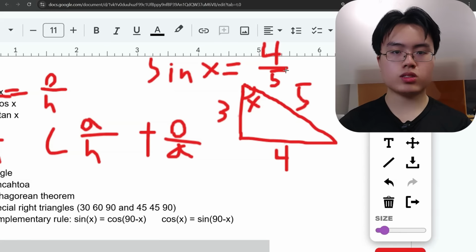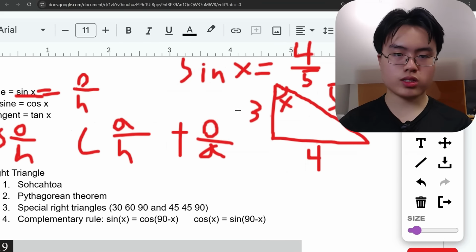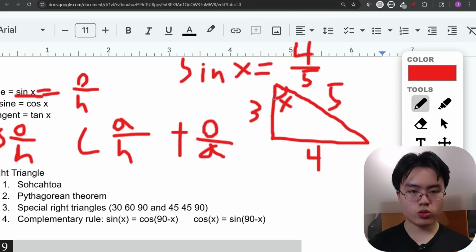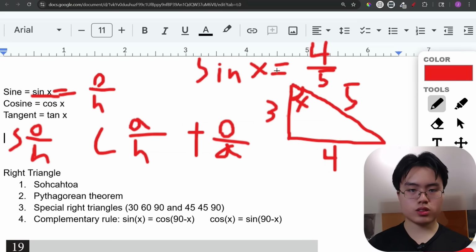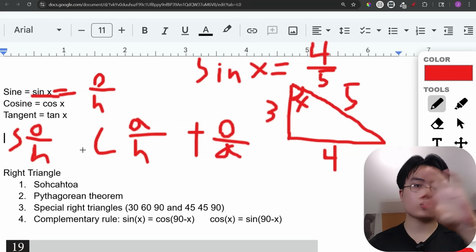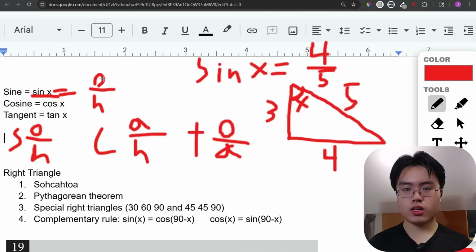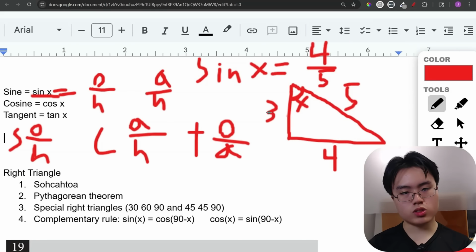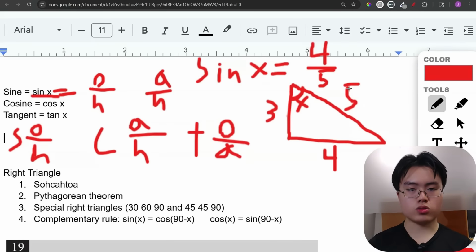So all you need to memorize is SOHCAHTOA. Let's do another one. Let's say cosine of x. What is cosine of x? CAH: cosine equals adjacent over hypotenuse. The side adjacent to the angle is 3, and the hypotenuse is 5, so cosine of x would be 3 over 5.